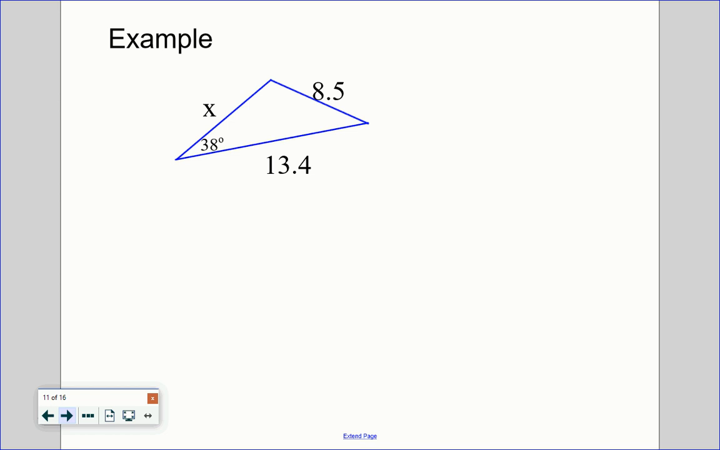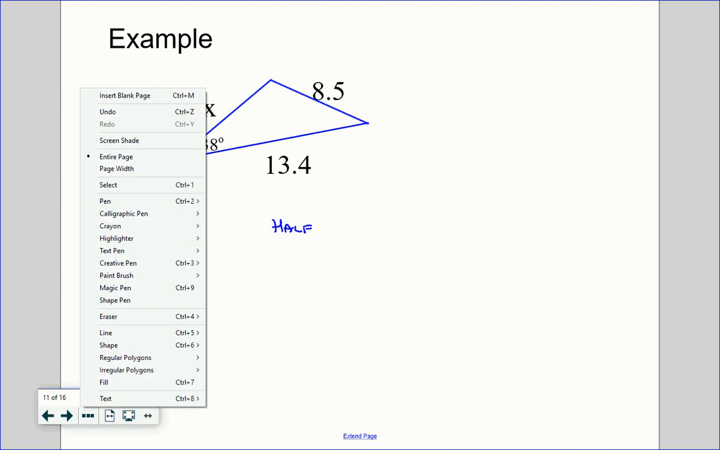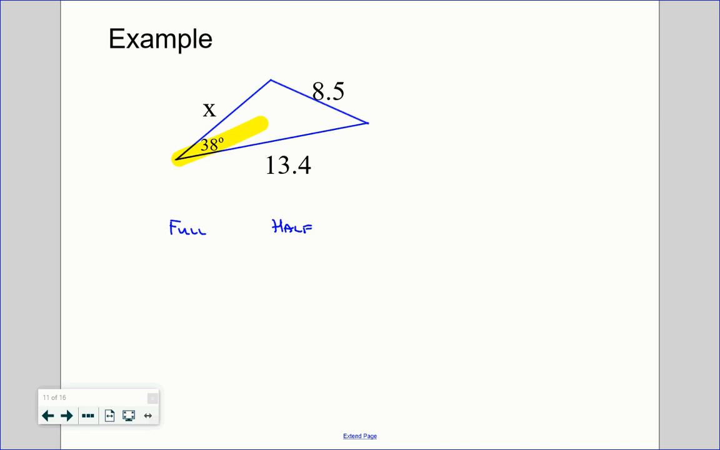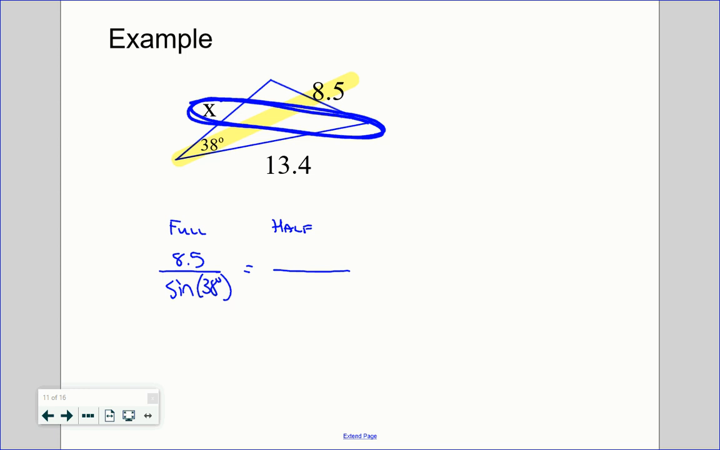Okay, so this one's a little tricky. Okay, so we're looking for side X. So again, we need a full match and we need a half match. So a full match is right here. So side length over sine 38. Now for my half match, so here's the problem. Here, I do not have a half. I don't have X, and I don't have its matching angle. For the other one, this is my half.